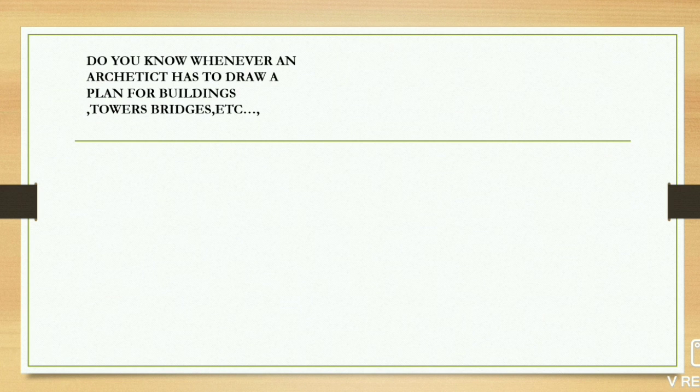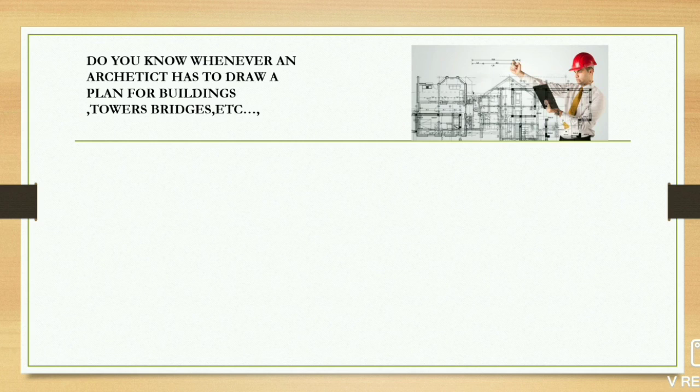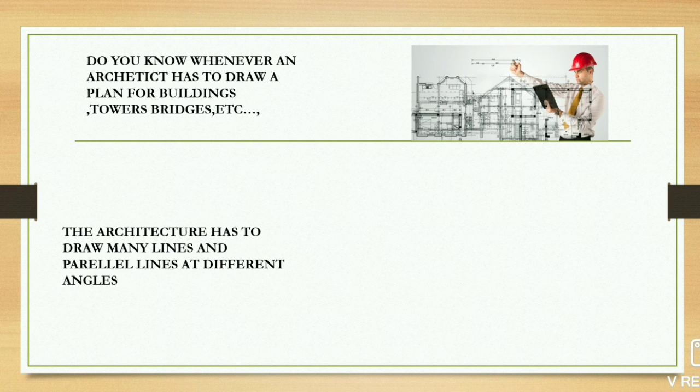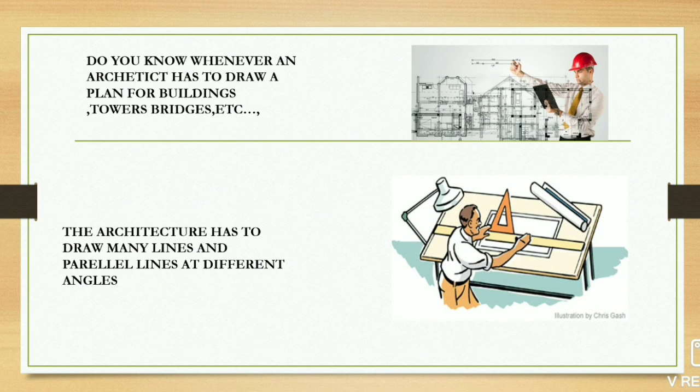Do you know whenever an architect has to draw a plan for buildings, towers, bridges, etc.? Yes, an architect has to draw a plan to build a bridge or tower on paper. So the architect has to draw many lines and parallel lines at different angles. So children, this chapter is very useful in our daily life. So you have to listen to this chapter very carefully, and it is a very easy and interesting chapter.